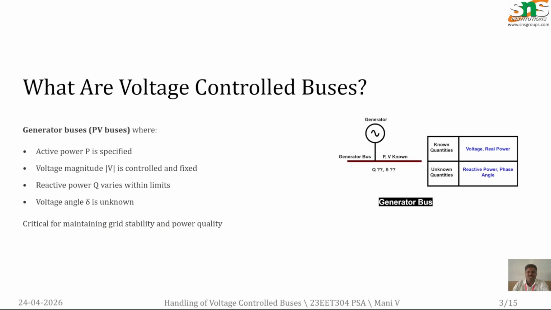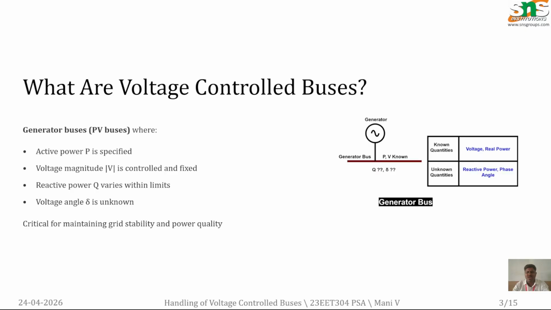So, what are voltage controlled buses? Normally, a generator is called a voltage controlled bus. The generator bus is also called a PV bus. Here the P indicates the active power, which is a specified, known value, and V is the voltage magnitude, which is also a known value. The remaining two parameters, the reactive power and the voltage angle, will be unknown values. So the generator bus acts as a voltage controlled bus.